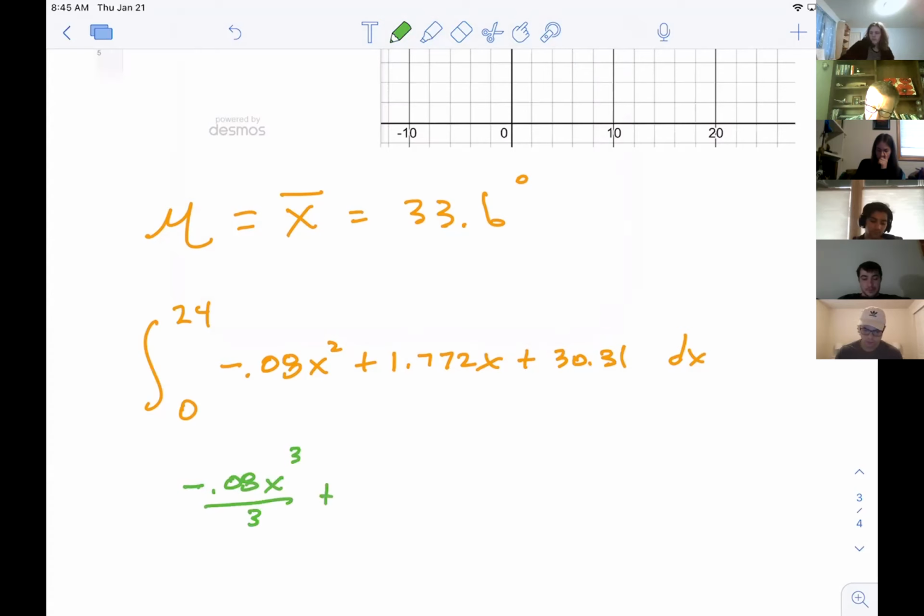And 1.772x divided by 2. Dividing by 2 does not produce repeating decimals. And so I'm tempted to do that one. And then 30.31 times x. And again, I'm very happy to find a 0 there, right? Because I don't have to put the 0 in. I just have to stick 24 into that mess.